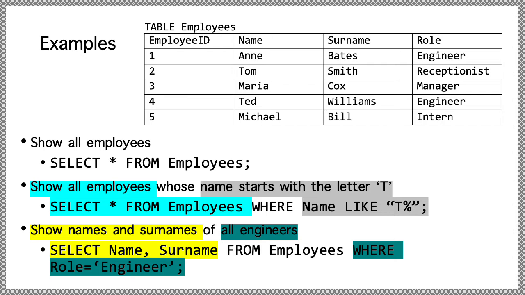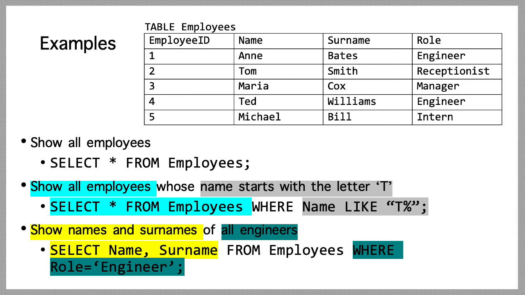There's a unique key, employee ID. So here we just have integers incrementing by 1 with each row. So 1, 2, 3, 4, 5, and every next employee would have to have a unique ID as well. So these cannot ever repeat. And we have 5 employees. We have their names, their surnames, and the role.